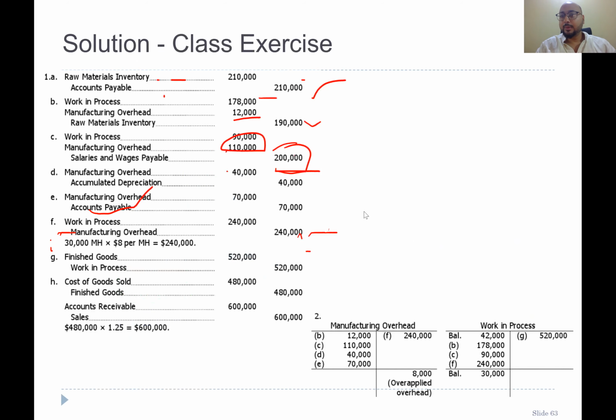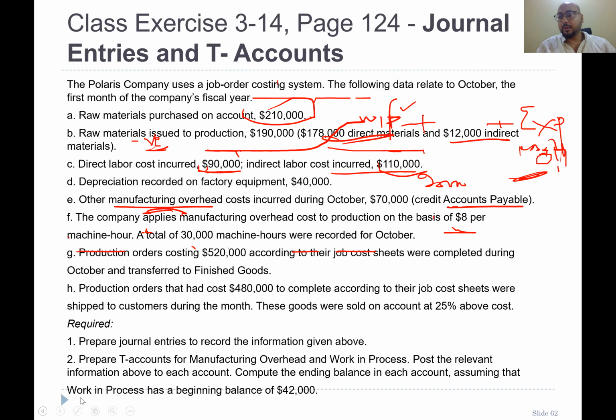Understand? Christine, Chandra, Min, Aroni? Applied is written on the credit side, actual is written on the debit side. So that's why I remember this one.